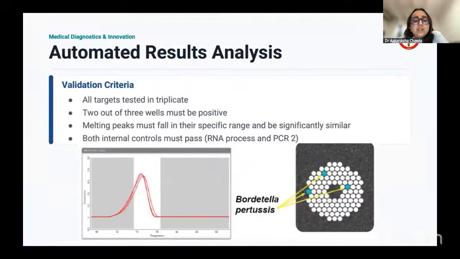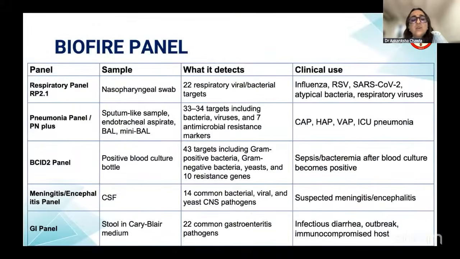And 2 out of 3 wells must be positive. All this is automated. All the results and analysis are done by the machine. They're all automatic. So the BioFire panels that we commonly use is the respiratory panel, which is sent with a nasopharyngeal swab. So remember, this is your upper respiratory panel.